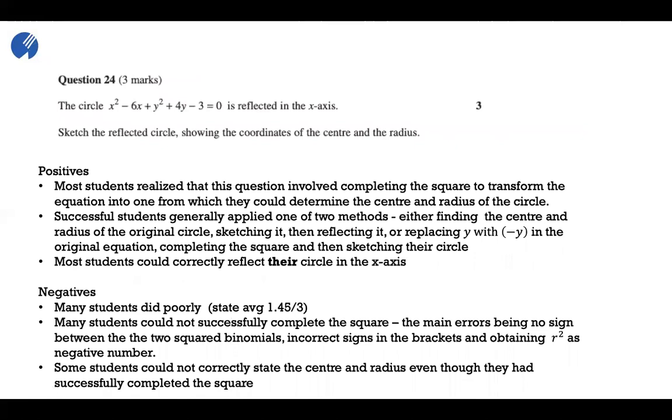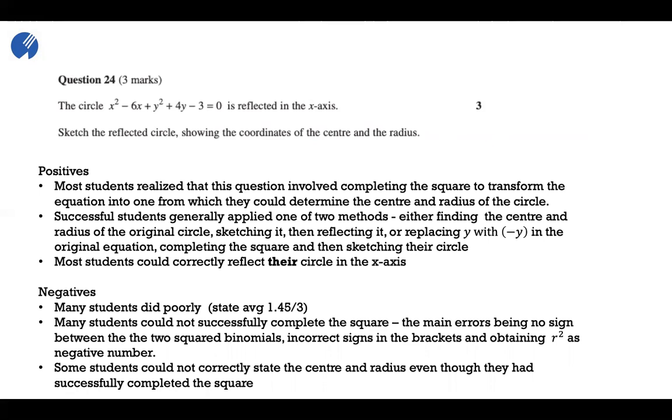Question 24 was an expression given for a circle, an algebraic expression, and they wanted to reflect it in the x-axis. Students needed to be careful here of the wording of the question. It said, sketch the reflected circle showing the coordinates of the centre and the radius. The positives were that most students realised that this question involved completing the square to transform the equation into one from which they could determine both the centre and the radius of the circle.